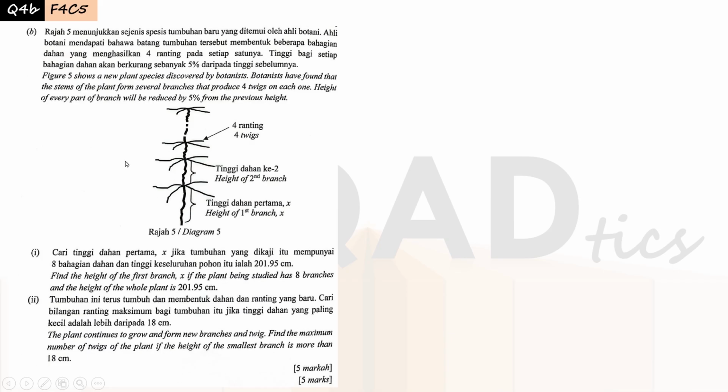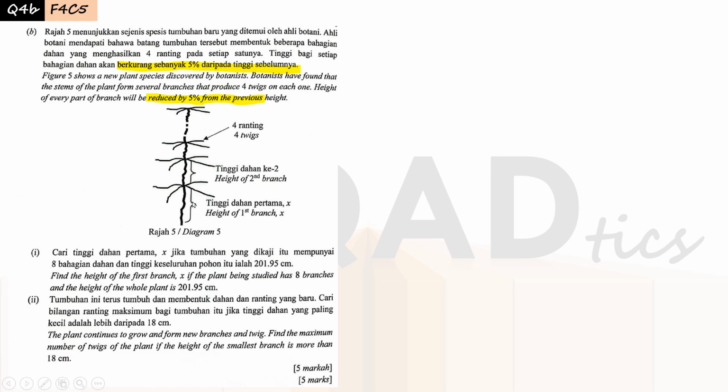The next part is a KBAT question, so let's go through this question slowly. Here we have a plant, and it says that if we compare the height of the previous branch with the next branch, the next one will be shorter, by 5%.